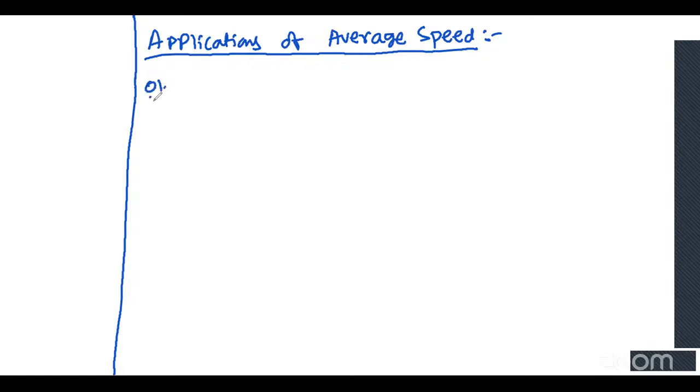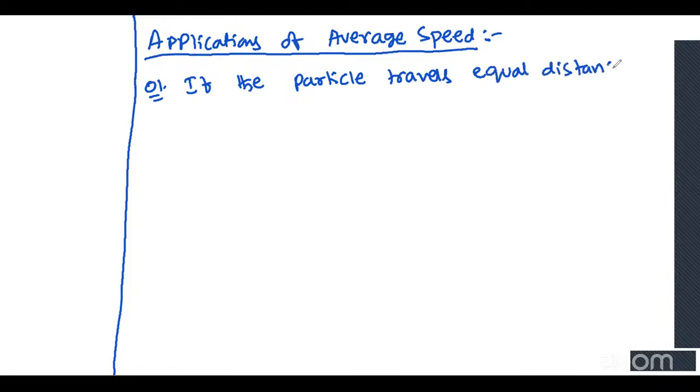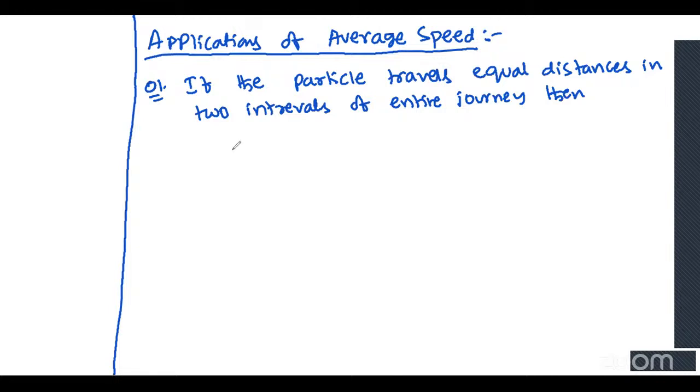First application: if the particle travels equal distances in two intervals of the entire journey, then its average speed we need to find.